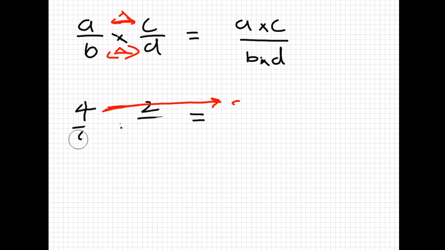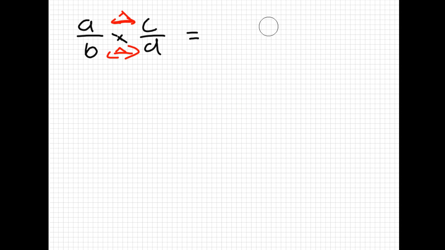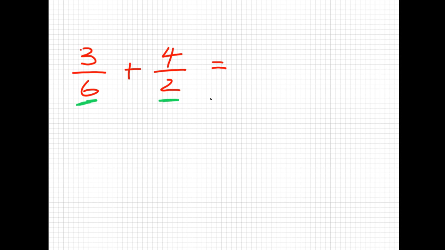Okay, so for adding fractions, there's a little rule that we have to satisfy first before we can actually add fractions together. And that is the numbers on the bottom line have to be the same. So let's say I have 3/6 and 4/2, and I want to add those together. I can't quite do that yet because these bottom numbers, 6 and 2, aren't the same.